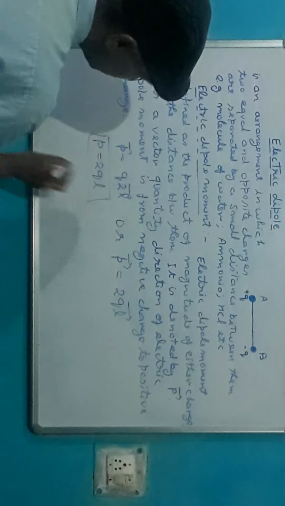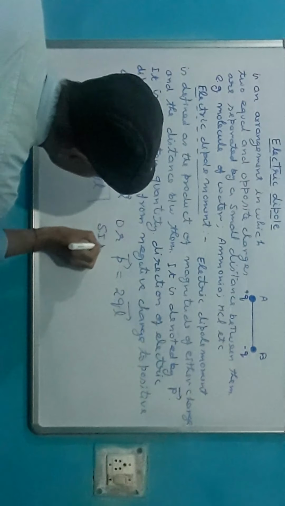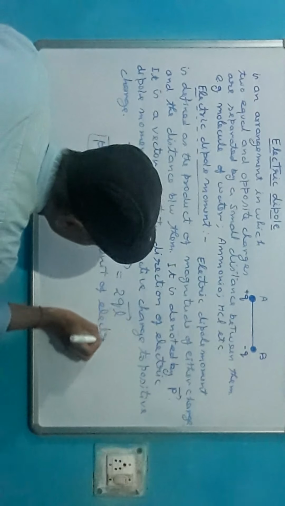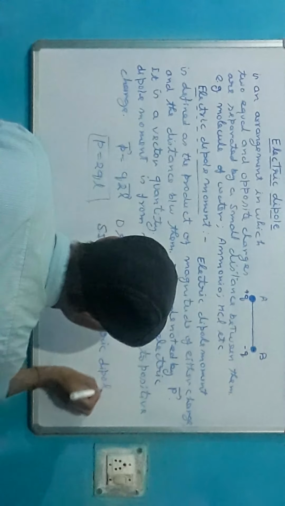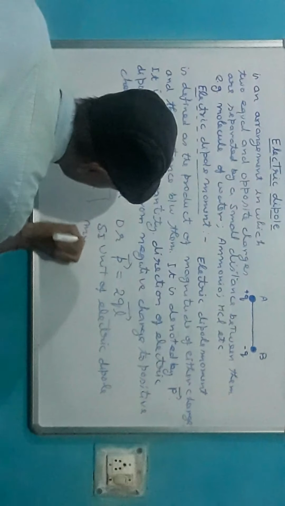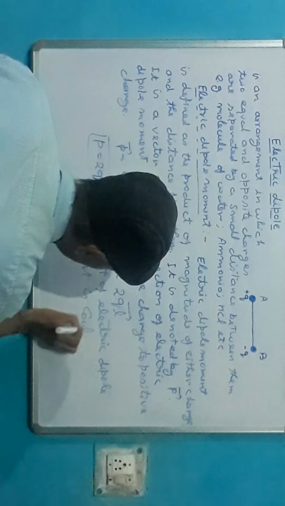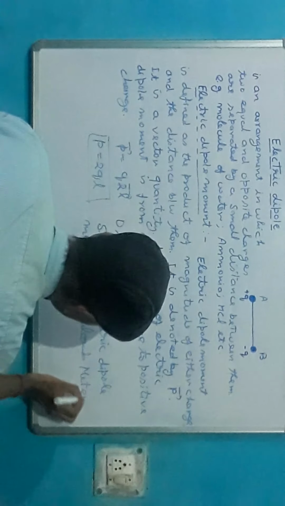And now we have to write down the SI unit. The SI unit of electric dipole moment is Coulomb into meter.